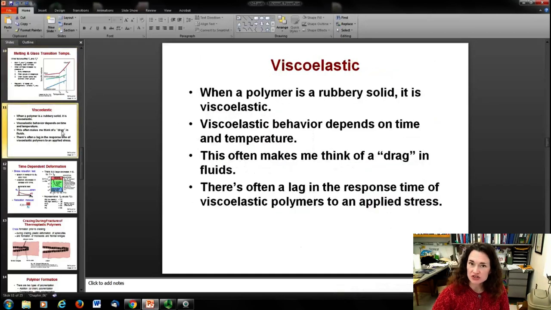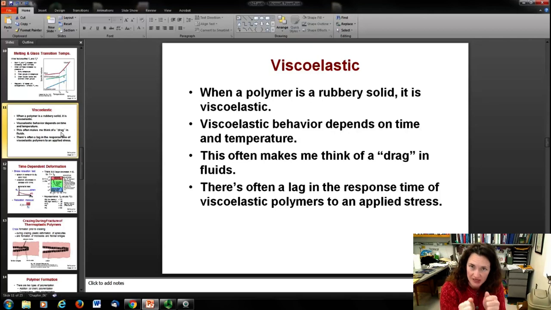You might also hear the term viscoelastic applied to polymers. When a polymer is a rubbery solid, it's called viscoelastic. And the viscoelastic behavior can depend upon time and the temperature. This kind of makes me think of drag in fluids. The time dependence makes me think of a drag. And there's often a lag in the response time of viscoelastic polymers to an applied stress.